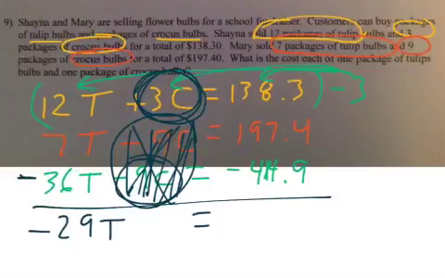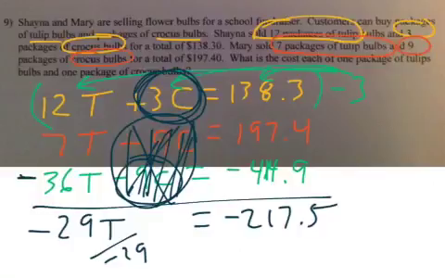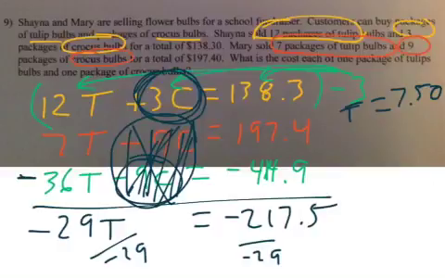And so negative 29t equals negative 217.5. And now I'm just going to divide by negative 29, right? So I now know that the price of the tulips T is just simply $7.50.